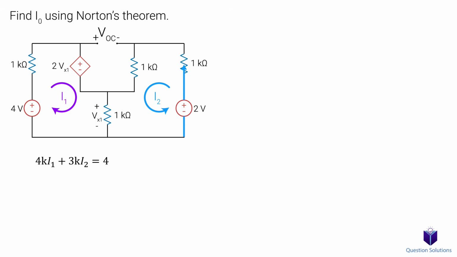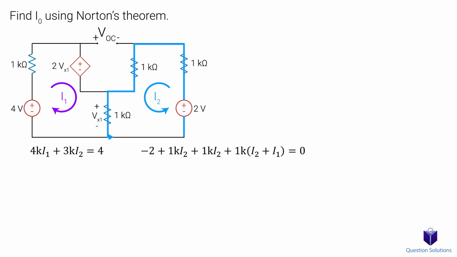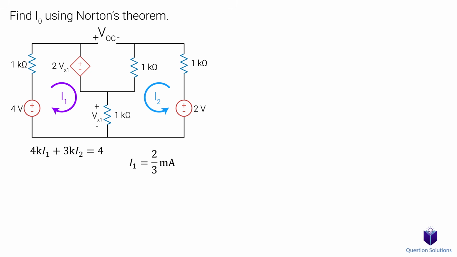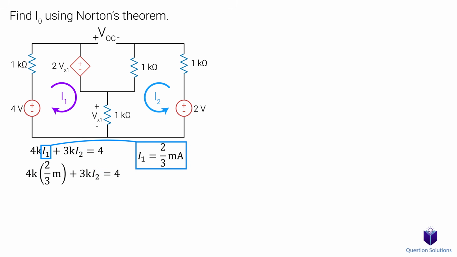Next, we can write an equation for the right loop. We can simplify this equation as well. Notice that if we multiply this equation by -1 and then add it to our other equation, it eliminates I2. Then we can directly solve for I1. Now that we have I1, we can use that to get I2 by plugging this value into any other equations we have. We get 4/9 milliamps.